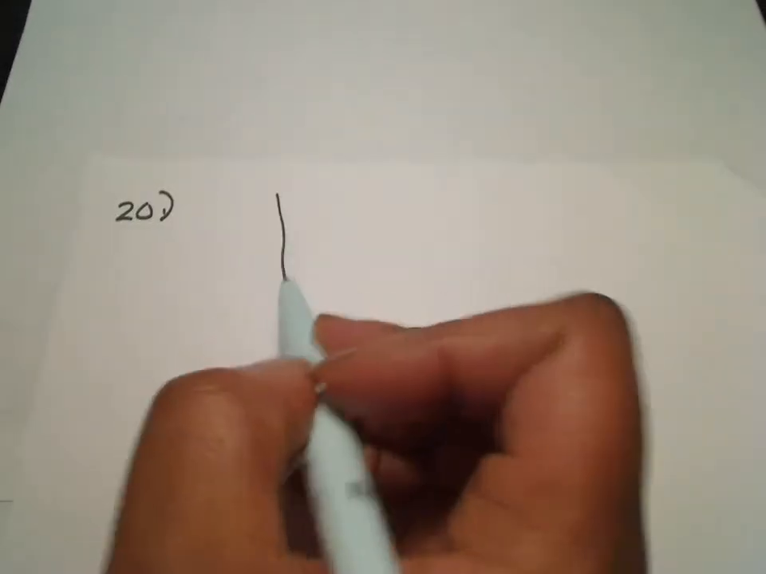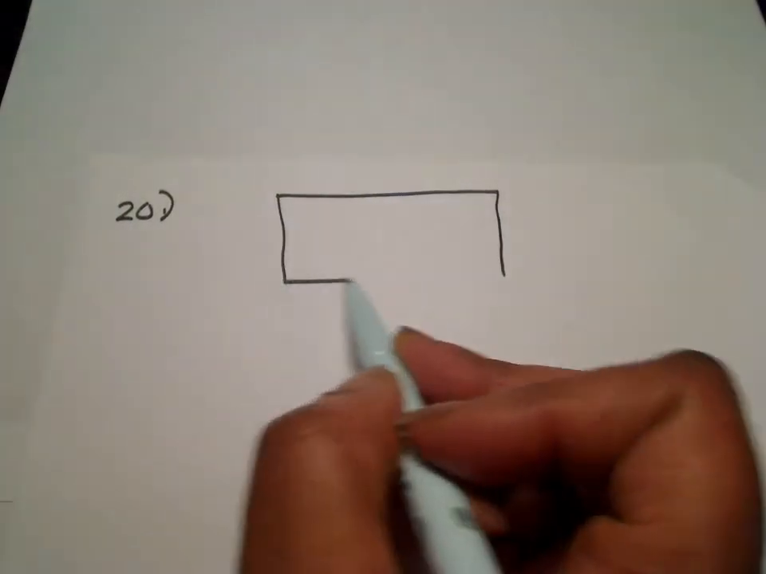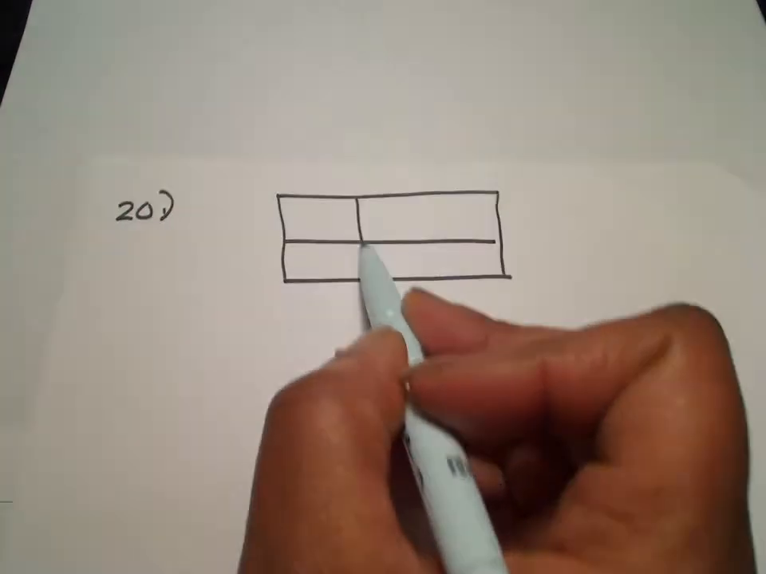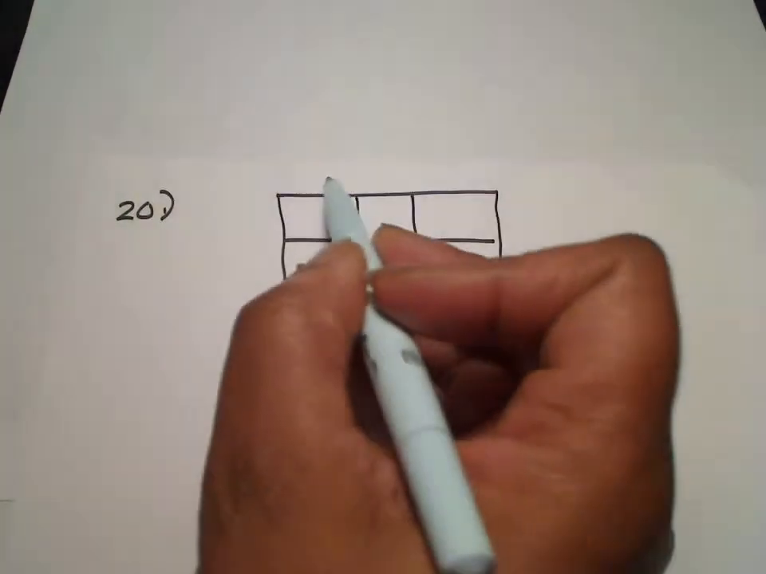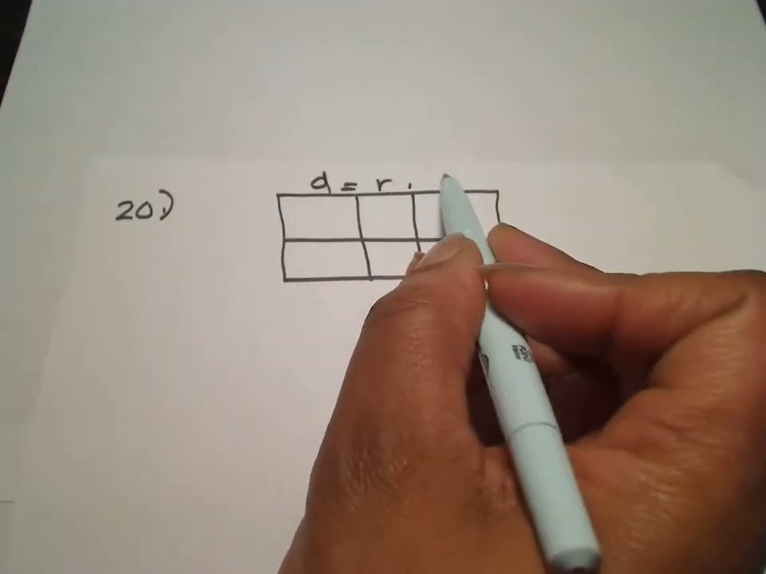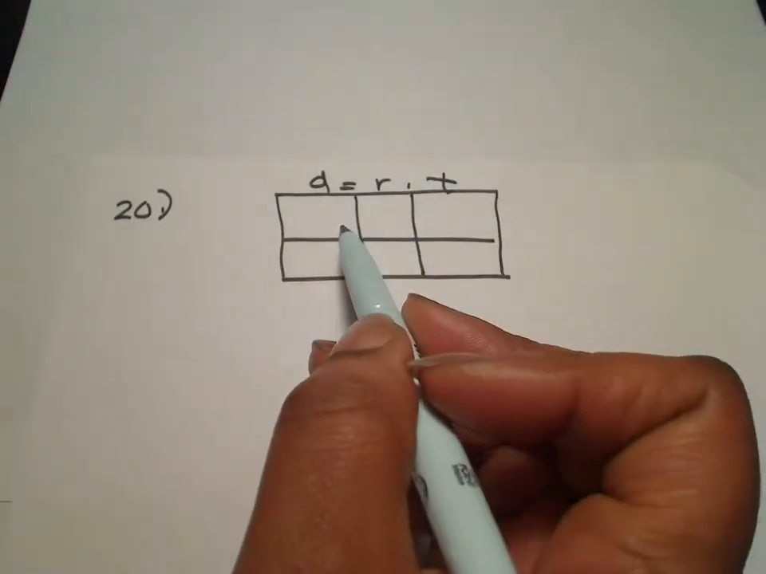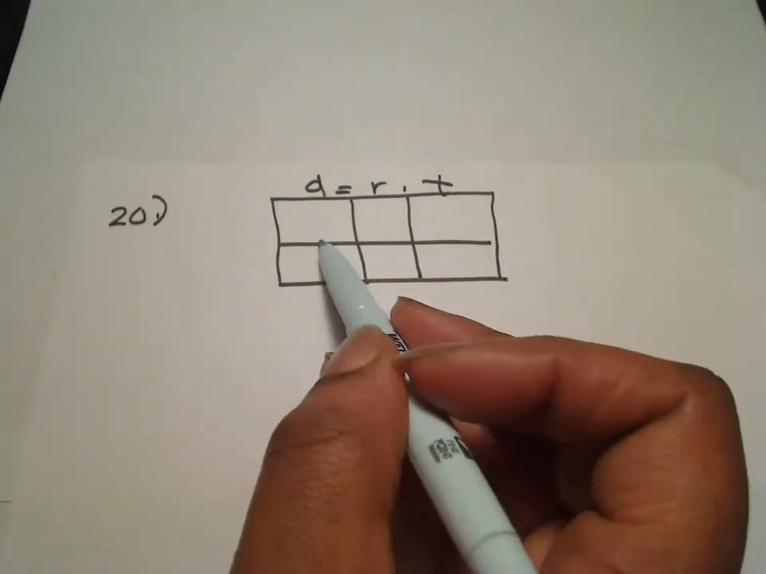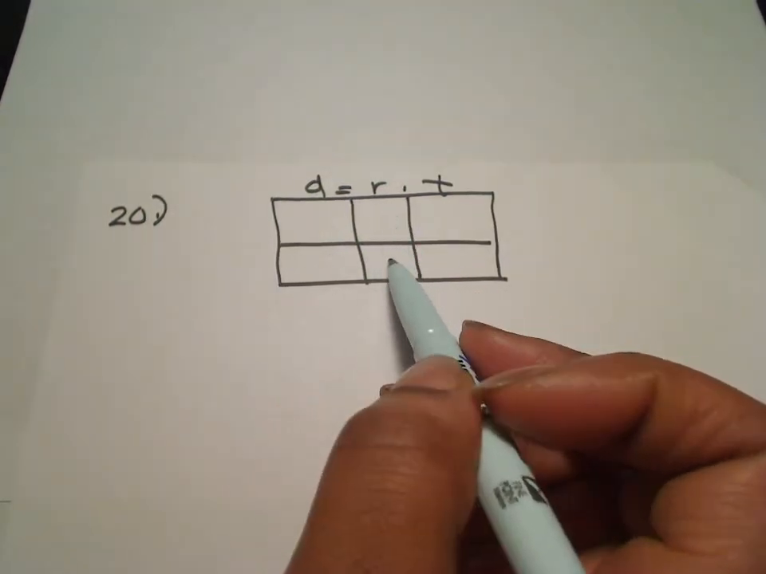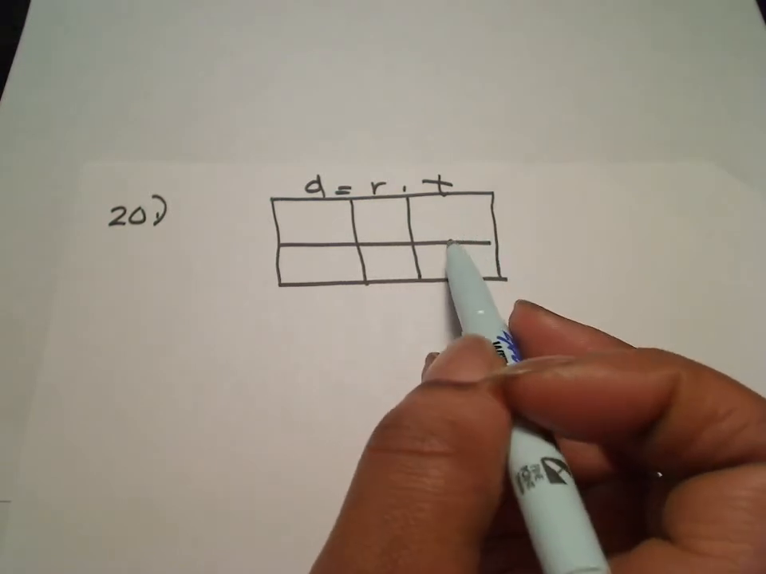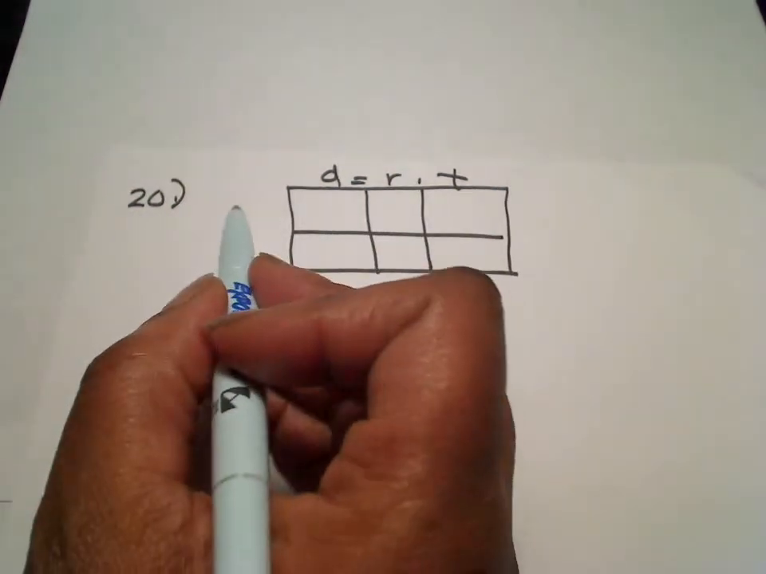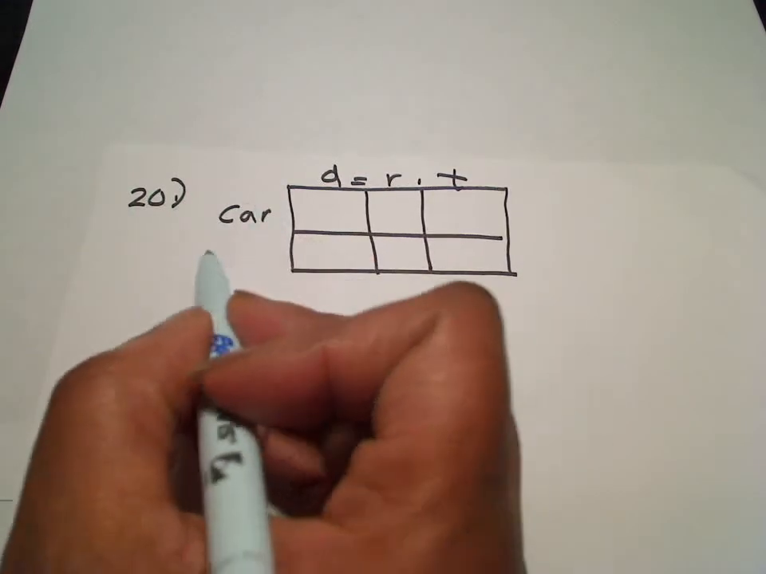Okay, let's try one more. Let's look at problem number 20. Here we're talking about cars and we're also talking about airplanes. So what I'm going to do, once again, it doesn't make any difference, I still want to do my drawing so that I can set up my formula and put distance is equal to rate times time. And by doing this, I know that everything in this column is distance, everything in this column is rate, and everything in this column is going to be times. So what I'm going to do is I'm going to put cars here, planes here.